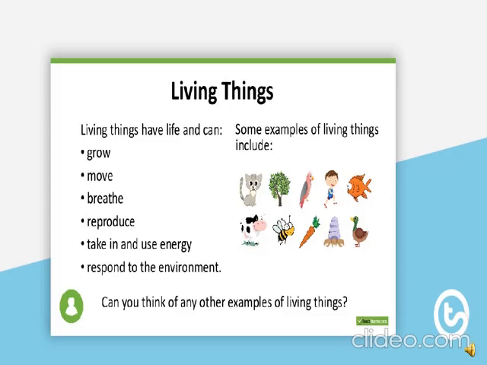plants, parrot, fish, duck. You can see the plants or the tree in the picture. It is also a living thing because plants can also breathe. They can also grow and they can reproduce. So, these are some examples of living things. Can you think of any other example of living things?